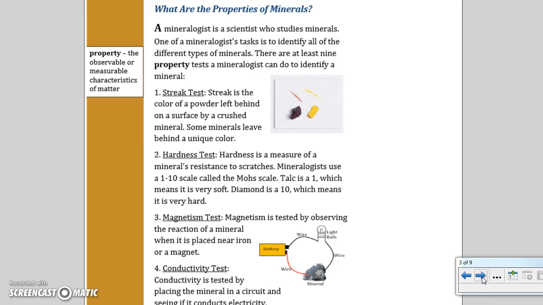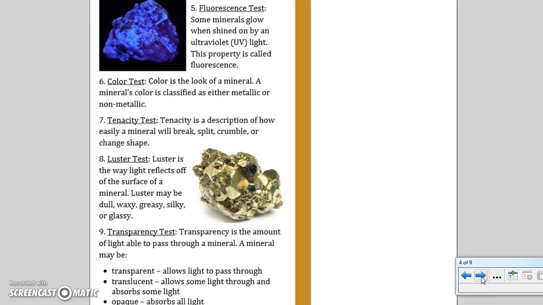3. Magnetism test. Magnetism is tested by observing the reaction of a mineral when it is placed near iron or a magnet. 4. Conductivity test. Conductivity is tested by placing the mineral in a circuit and seeing if it conducts electricity. 5. Fluorescence test. Some minerals glow when shined on by an ultraviolet light. This property is called fluorescence.